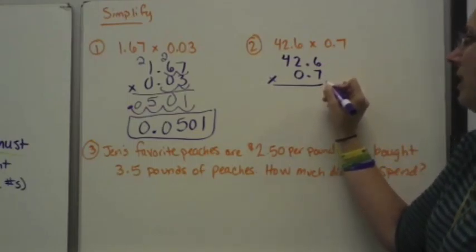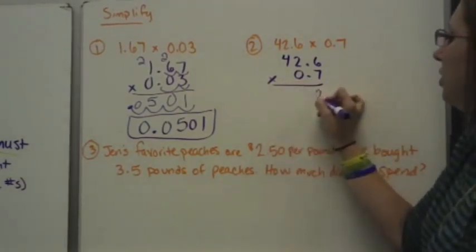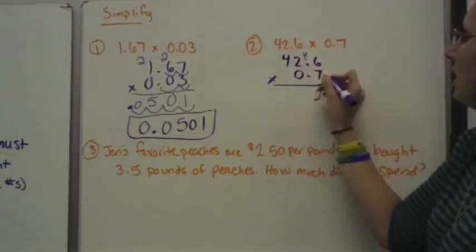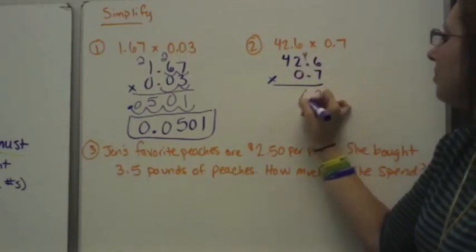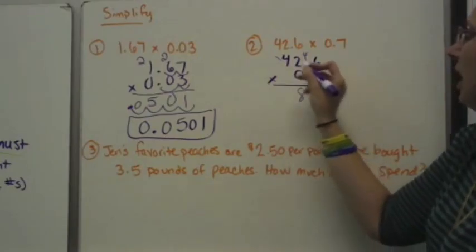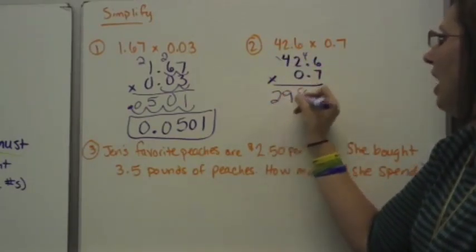Now we're just going to multiply. 7 times 6 is 42. Oops. I'm going to write my 2, carry my 4. 7 times 2 is 14, plus 4, 18. Carry the 1. 7 times 4 is 28, plus 1, 29.